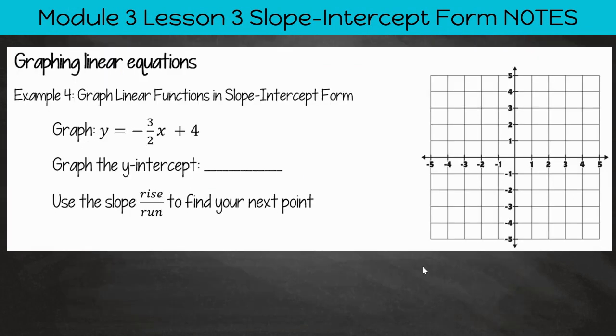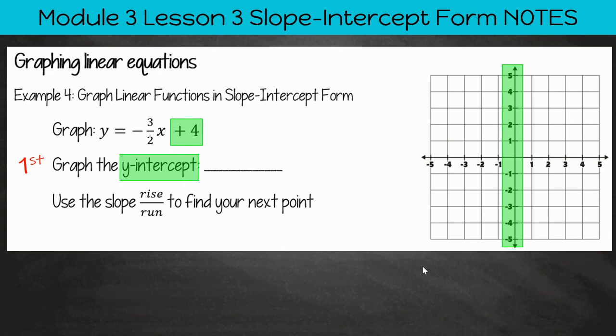All right, example 4. Now we're going to start graphing linear functions in slope-intercept form. So in lesson 1, we learned how to graph by intercepts and how to graph from a table. Now we're going to learn how to graph from slope-intercept form, or review, which really should be review. So the first thing we need to do is graph our y-intercept, which is a positive 4.